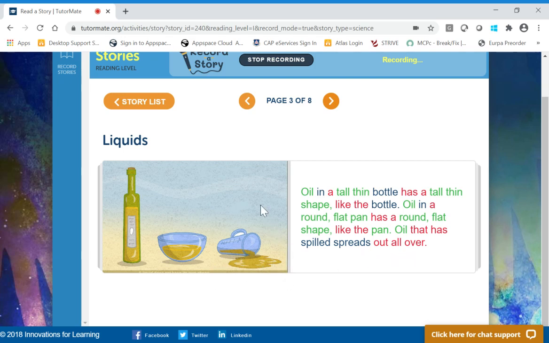Kind of like that. Like if you help your mom make stuff, or even if you have milk or juice or water in a cup, if you spilled it, it just goes wherever it wants when it's flat because it just spreads out all over. But when it's in the cup, it has the same shape as the cup.